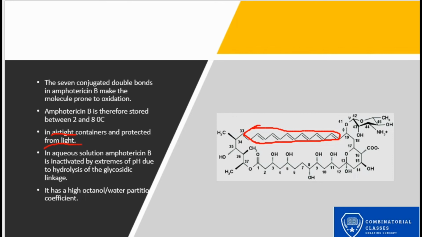So in aqueous solution amphotericin B is inactivated due to pH, due to hydrolysis of the glycosidic linkage. So this particular site may be hydrolyzed, right, in the presence of extreme pH. So this drug also has a high octanol water partition coefficient, means the partition will be higher, means this compound is highly hydrophobic in nature due to the octanol water partition.